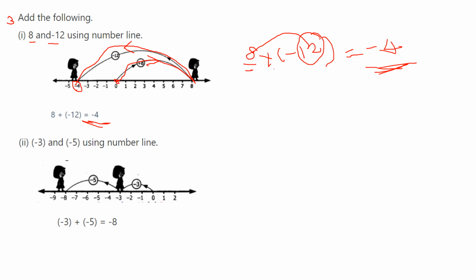Second sum. Minus 3 and minus 5 using number line. So first minus 3 plus minus 5. Here both are negative numbers, which means first you add the numbers. 3 plus 5, 8. What is the rule? Minus plus minus means minus. Minus 8 is the answer.